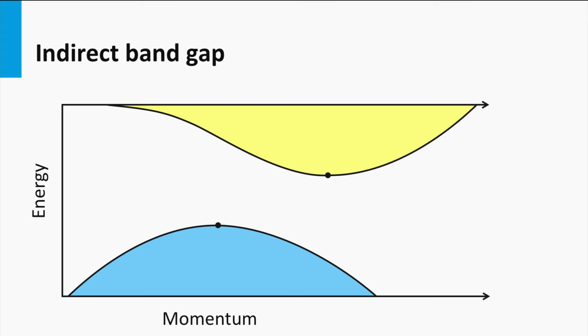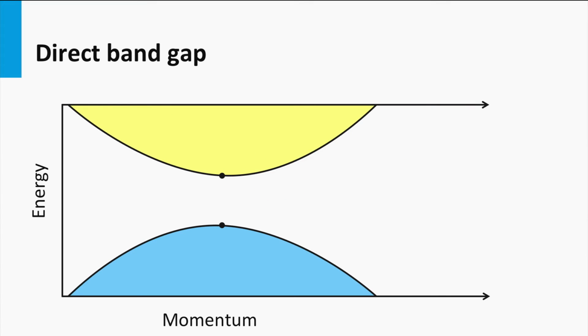For an indirect band gap, the highest point of the valence band is not aligned with the lowest point of the conduction band. This means that exciting an electron from the valence to conduction band requires energy provided by a photon and momentum provided by a phonon.